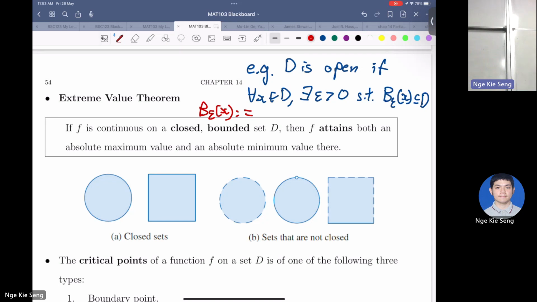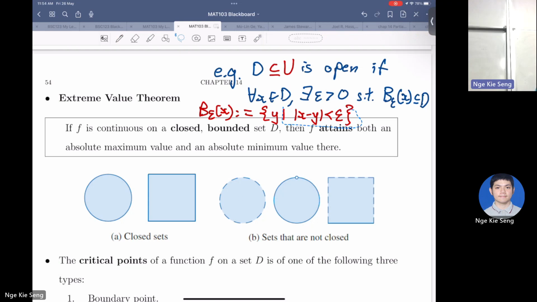I mentioned it two days ago, but let's recall it. What is a ball of radius epsilon around X? It means all the points Y that are epsilon away from X. You might ask where I take this Y from. Do I take Y from D or not? Really, this D lives in a bigger set, so let's call it the universal set U.